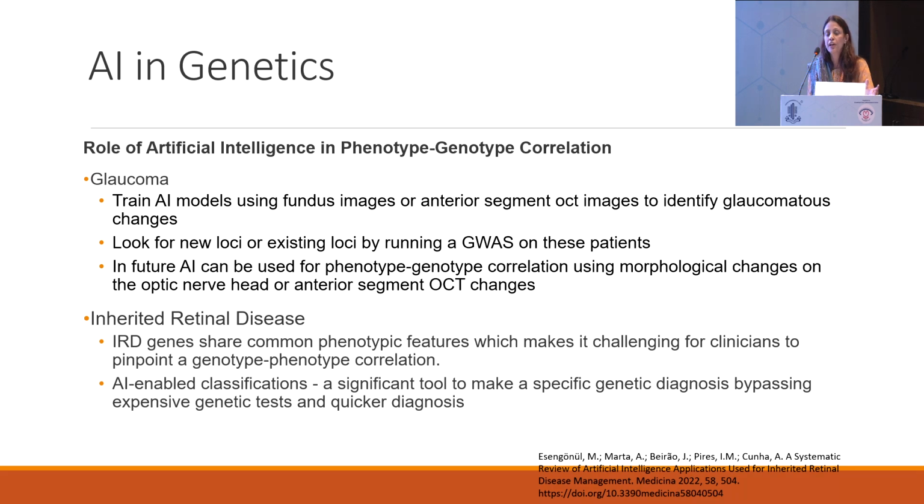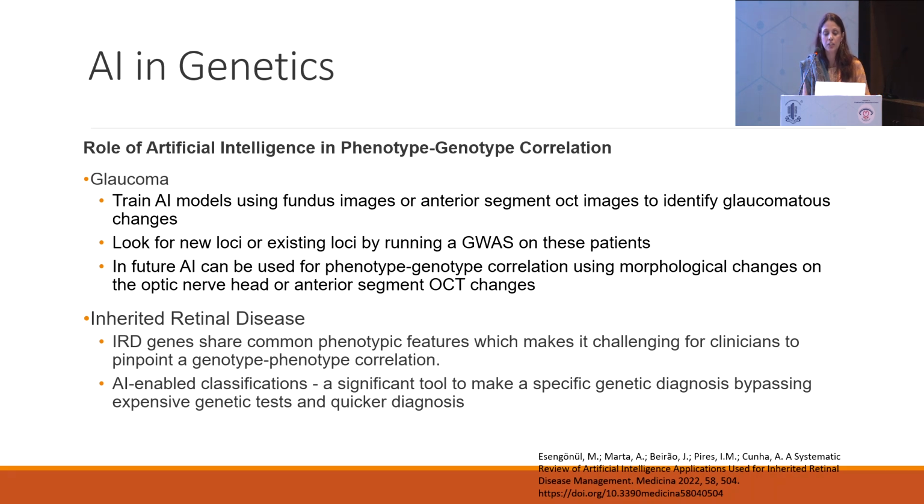So we are trying to train AI models using fundus images as well as anterior segment OCT images to identify glaucomatous changes, I'm talking about congenital glaucoma right now. Then, using the GWAS of these patients, which is the genome-wide data available to us, we can use future AI applications to find this correlation, and then probably develop further which children actually need to be taken up for further genetic studies and enrolled into gene therapy trials, and all that can be picked up by these. Similarly, we have the inherited retinal diseases.